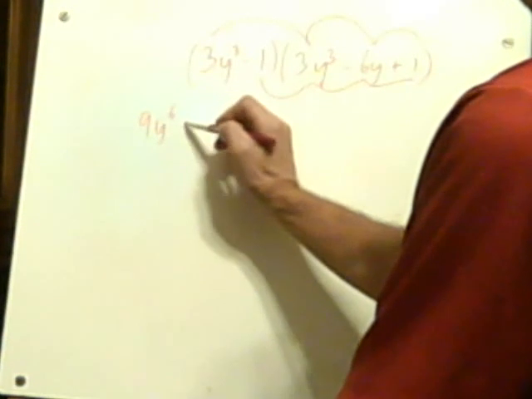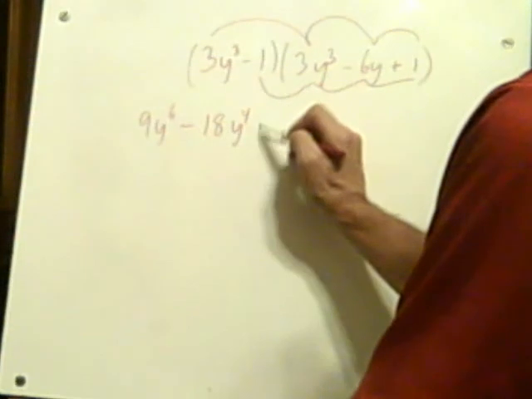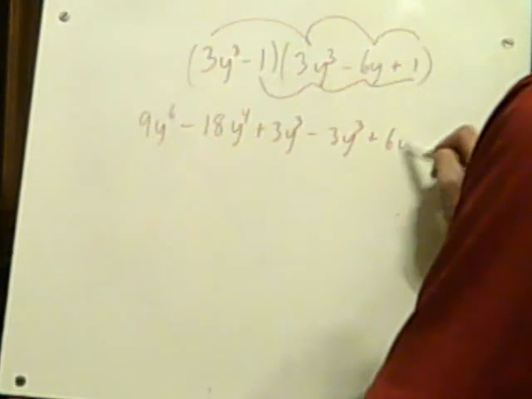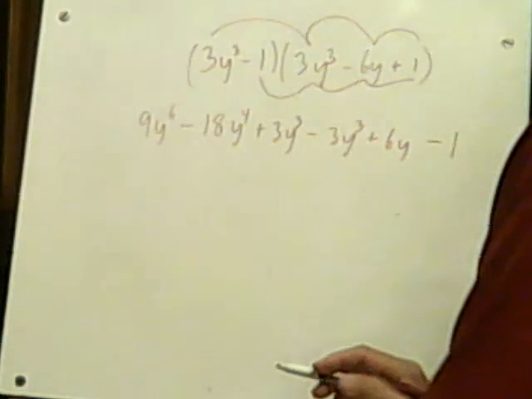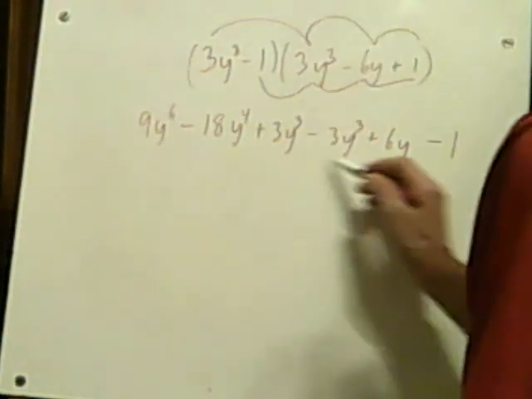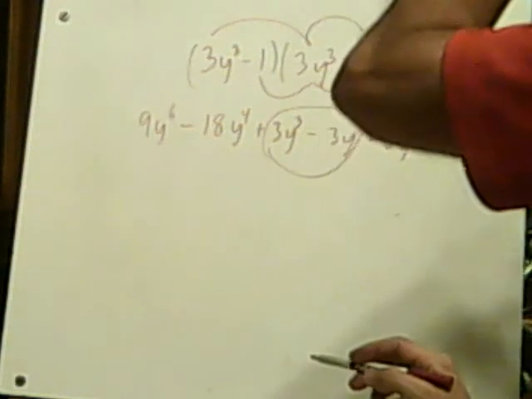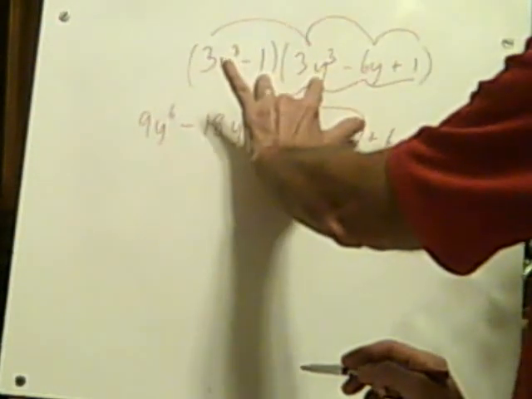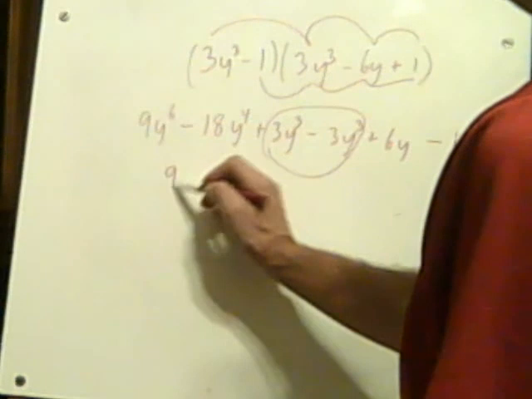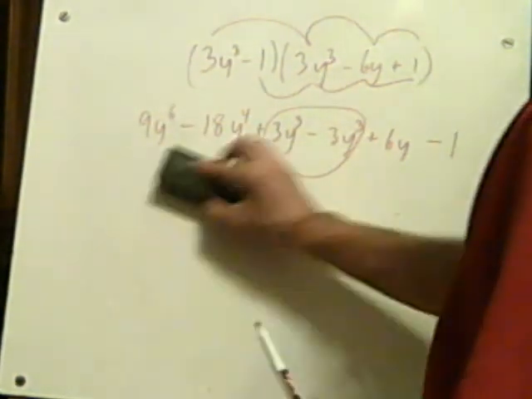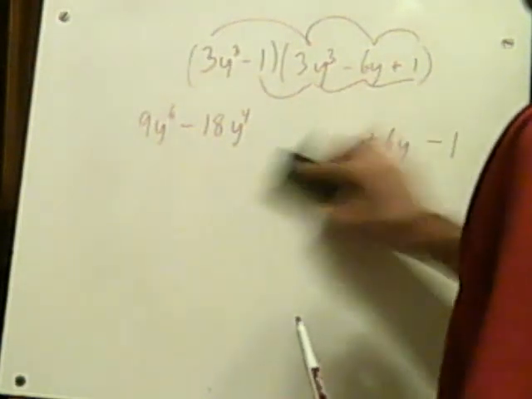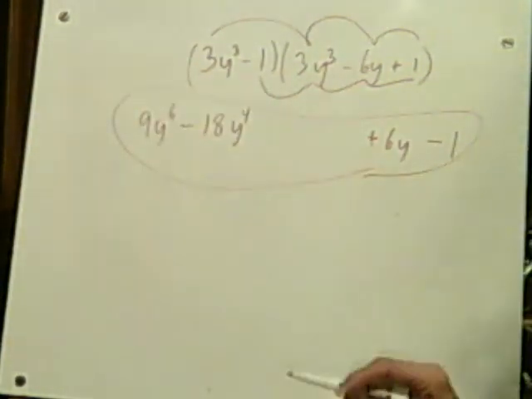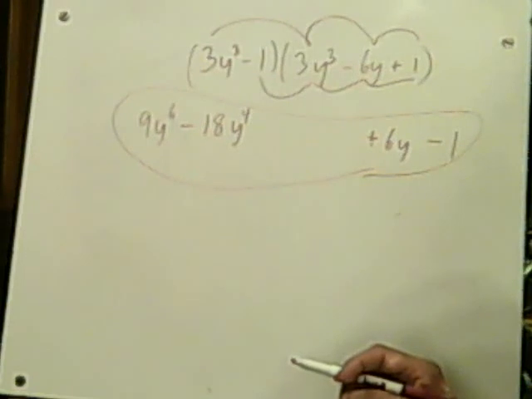9y to the 6th minus 18y to the 4th plus 3y cubed minus 3y cubed plus 6y minus 1. Okay. And we can see the terms that can be simplified. These two other terms can be simplified. This y cubed times that one produced a term which is the same as this one. But those are the only simplification. It turns out in this case they cancel each other exactly. I'll just X those out and say that's the answer. I should copy it over, but that is the answer. Okay. That was 56, so let's go to 58.